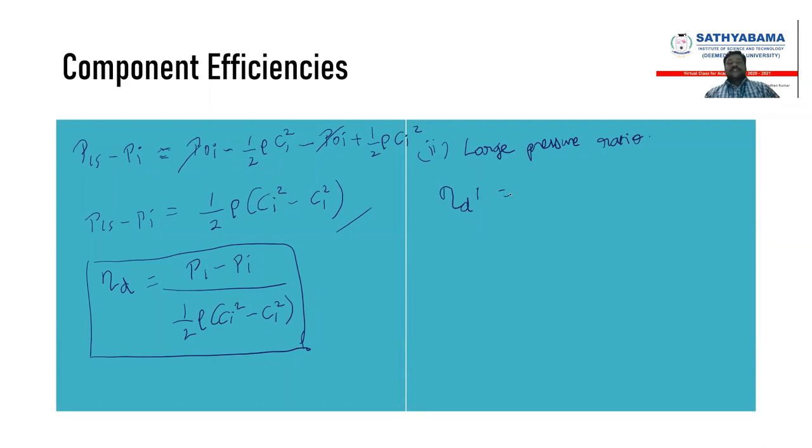Here, we are going to consider only one case, that is all kinds of high speed flows. So for high speed flow diffusers, a large pressure ratio is coming out. For estimating the larger pressure ratio, we have the diffuser efficiency formula in terms of enthalpy: change in enthalpy in the actual process, and then change in enthalpy in the isentropic process.